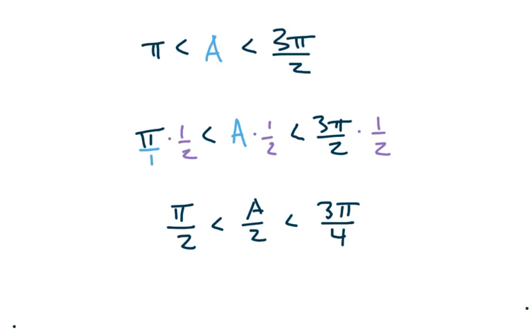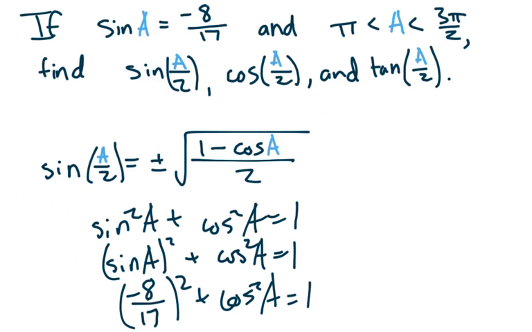What quadrant is this in? It's bigger than pi over 2, but it's less than 3 pi over 4. So that's on the unit circle. Between here and here, you're somewhere in here. This is quadrant 2. It's not the entirety of quadrant 2, but it is definitely in quadrant 2. So if this angle is in quadrant 2, is the sine of this angle positive or negative? If you said sine is positive in quadrant 2, you are correct.